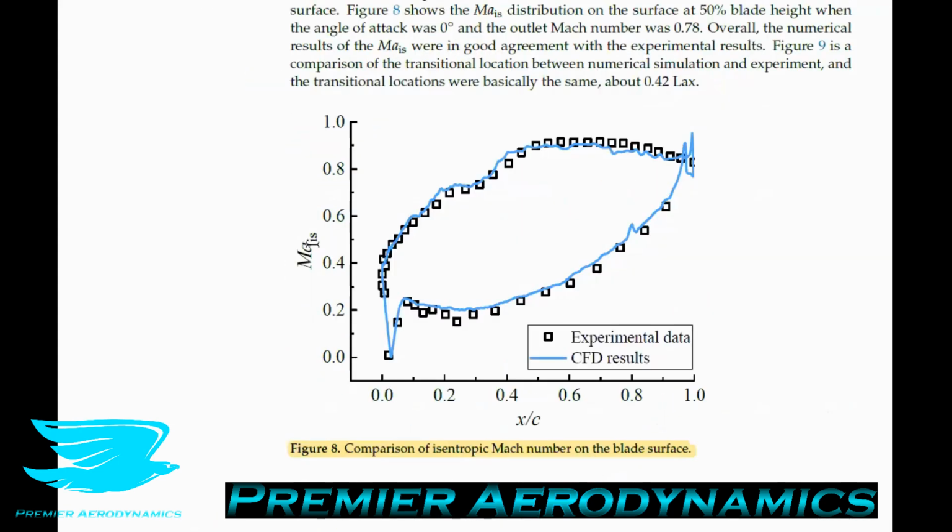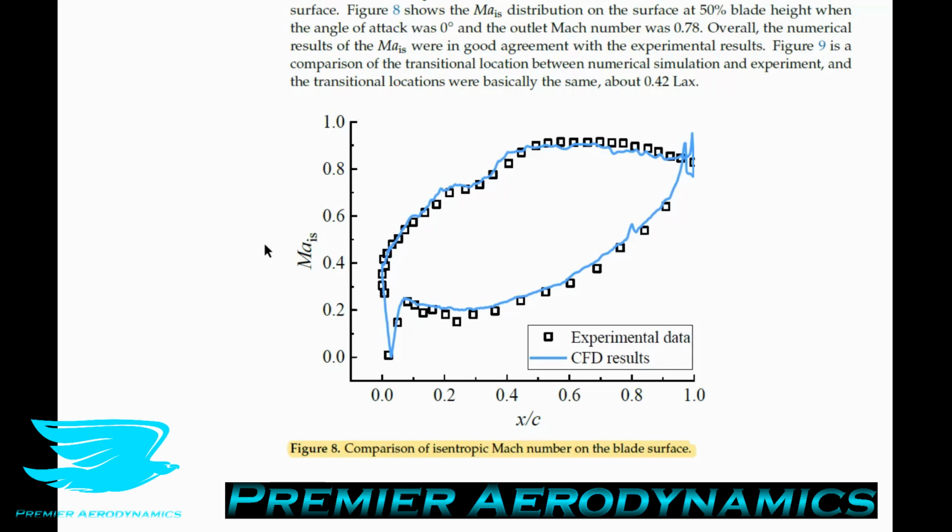We've talked about the RANS models and the CFD setup. Now let's talk about figure 8, which is a comparison of the isentropic Mach number on the blade surface. So the reliability of the numerical model was verified by comparing the experimental results of the isentropic Mach number and the transitional location of the blade surface. Figure 8 shows the isentropic Mach number distribution on the surface at 50% of the blade height when the angle of attack was 0 and the outlet Mach number was 0.78. Overall, the numerical results of the isentropic Mach number is in good agreement with experimental results. So looking at the Mach number over the surface of the airfoil.